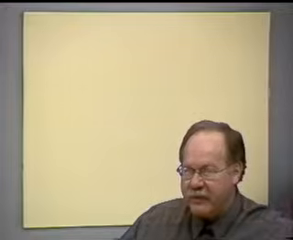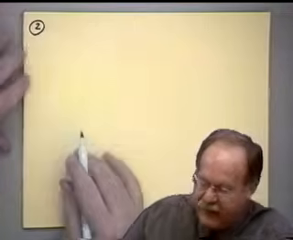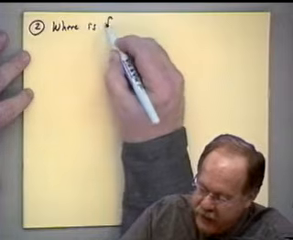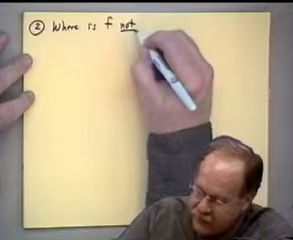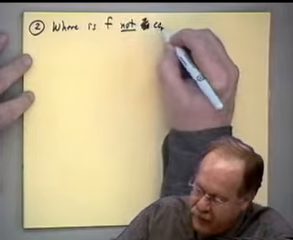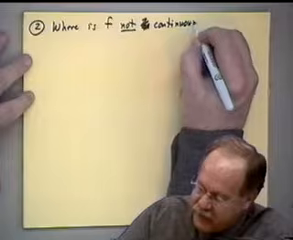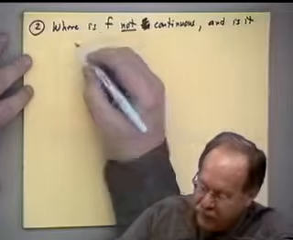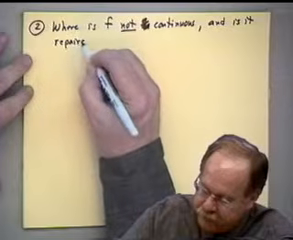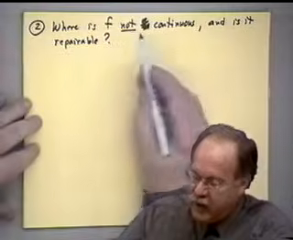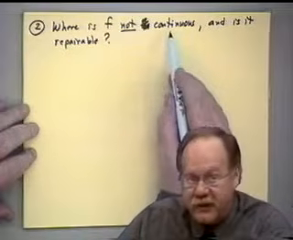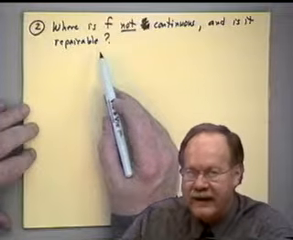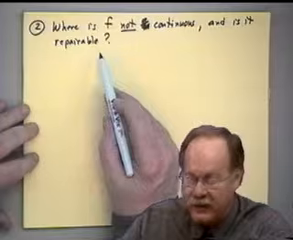So I hope your work was similar to that. Let's look at another one. In this case, where is this following function f not continuous? Not continuous. I was going to write discontinuous there. Not continuous. And is it repairable? So we'll find out where this function's not continuous, and we'll ask the question, is it repairable? Could I alter the definition of the function easily so that the new function would be continuous?